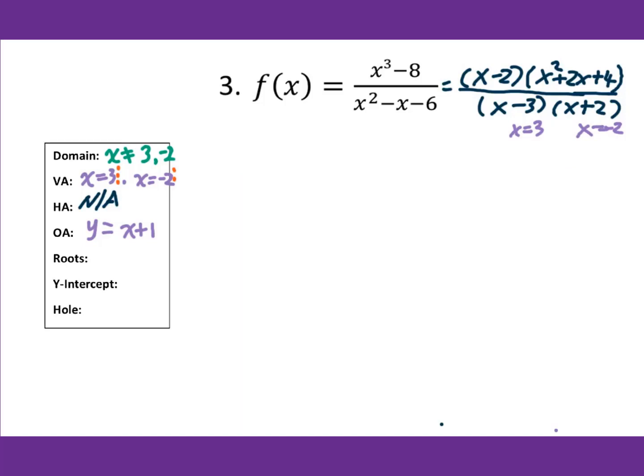For the root, we have 2, 0. We set up this one equal to 0. For x squared plus 2x plus 4, in the real number system, it's not equal to 0. It has complex solutions. For the y-intercept, we put 0 for x. We got -8 over -6. That is 4 over 3. Therefore, 0, 4 over 3. A hole is not available because there's no common factor.